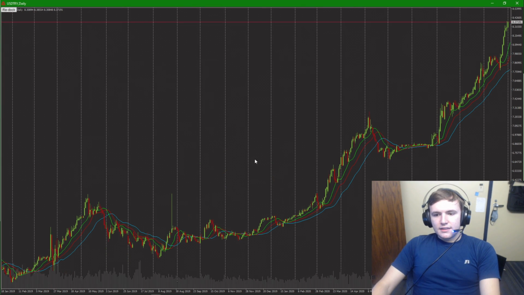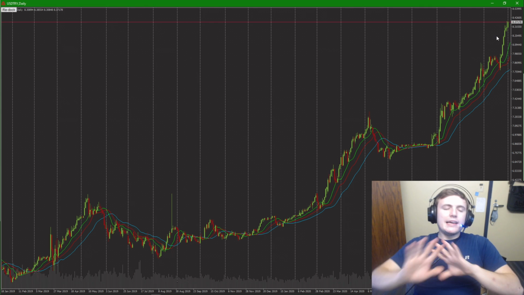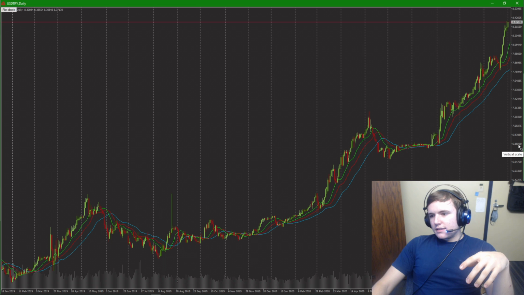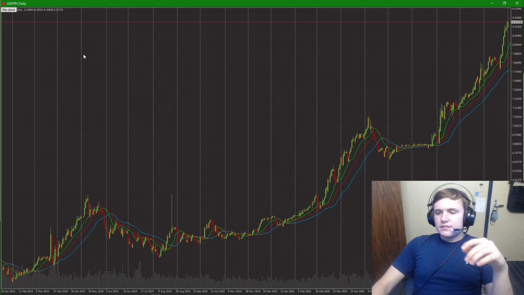Here's the daily. There was this huge period of decreased volatility, and then it just spiked up and broke out, and it has done absolutely incredible. I mean, it's moved 30,000 pips. Really impressive. Just really impressive.